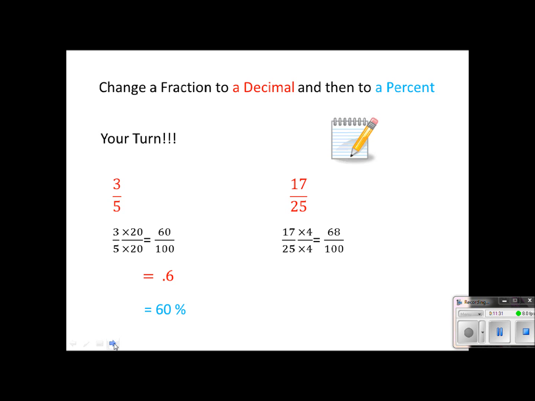So again, this one was an easy one to change to a power of 10. We can multiply the denominator by 4. 25 times 4 is 100. And then multiply the numerator as well, which would give us 68. And now we can easily convert that to a decimal. So it would be 68 hundredths. And then it's already in the hundredths position, so it's easy to convert it to a percent as well. It would just be 68%.